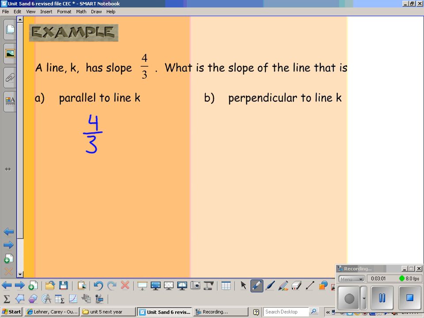What about the line that is perpendicular to K? Remember, if they are perpendicular, they have negative reciprocals. Right now, the original slope is 4/3. So the negative reciprocal of that would be the opposite sign, which is negative. Flip the fraction, which would be 3/4.